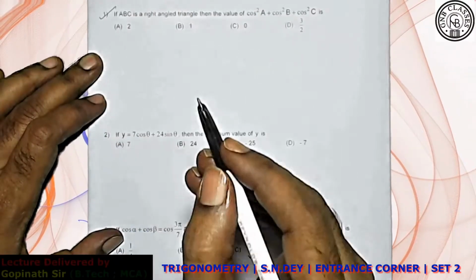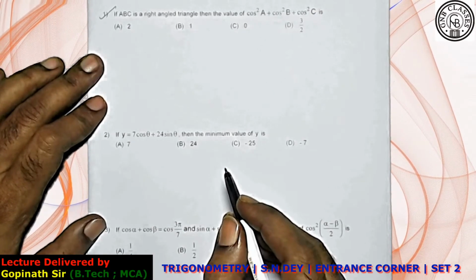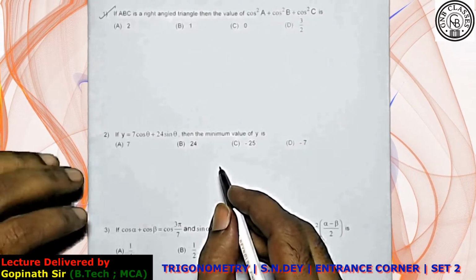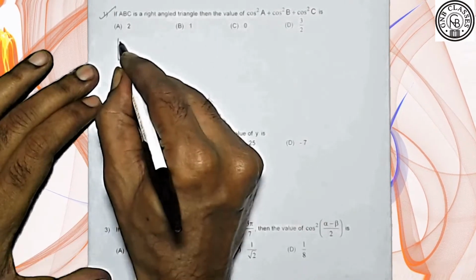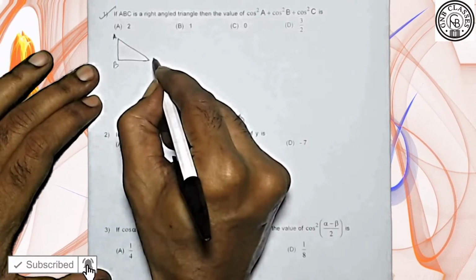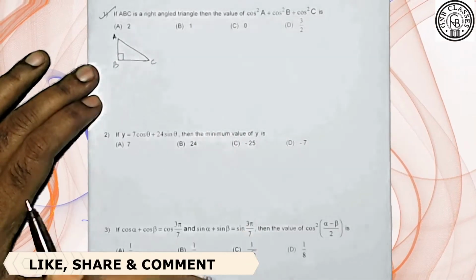In the first question, they have given that ABC is a right angle triangle, but they have not mentioned which angle is the right angle. So it can be any of these three angles ABC. Let us just assume that B is our right angle. Angle B is 90 degree.